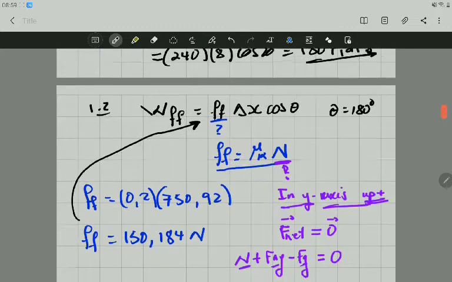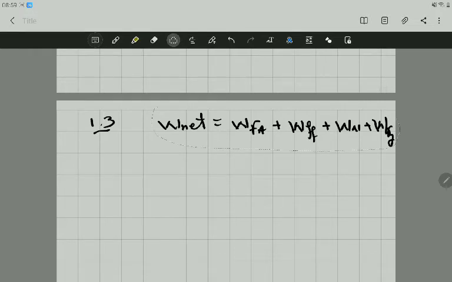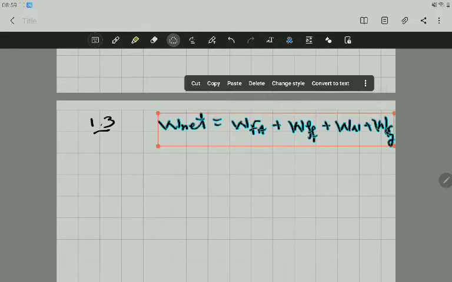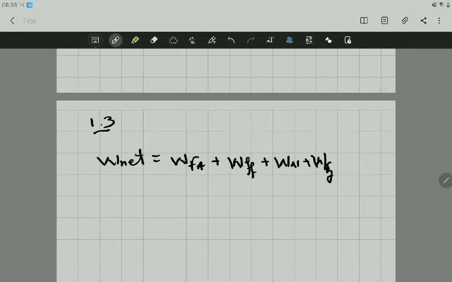All right, so the net work is equal to the work done by the applied force, which is calculated, plus the work done by the frictional force, which is calculated, plus the work done by the normal force, plus the work done by the gravitational force. Okay, let's take all this and move it a little bit down. Let's move it here, right? So there we are. So the work done by these forces is calculated. Let's quickly see the normal and the gravitational force.